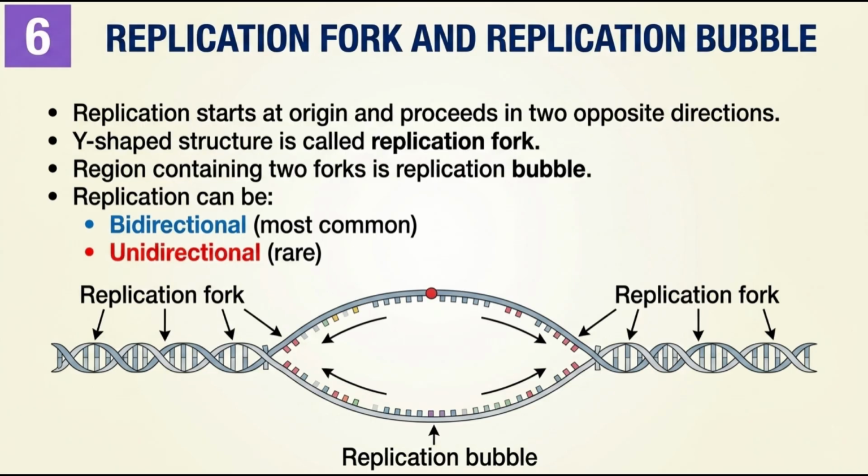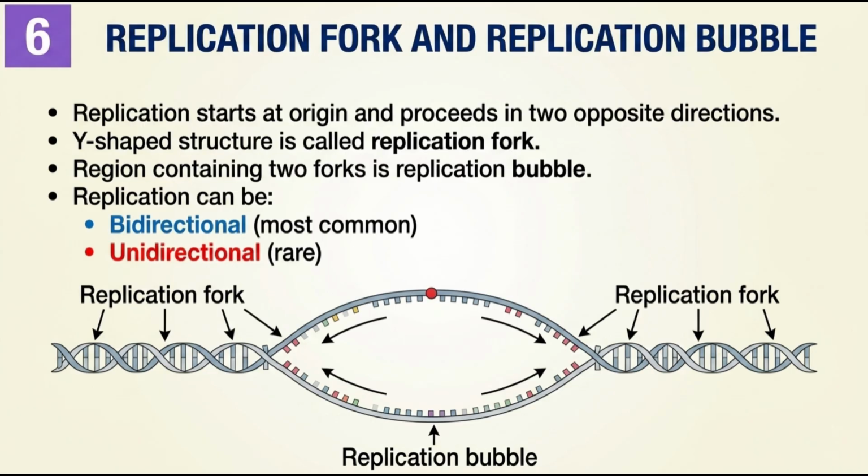At the replication fork, helicase unwinds DNA. Single-strand binding proteins stabilize strands. Topoisomerases remove supercoiling. And DNA polymerase synthesizes new DNA.